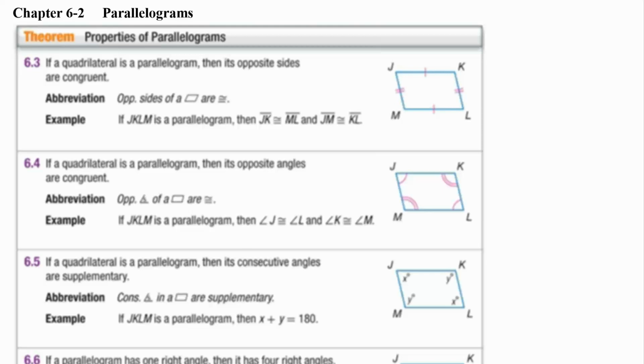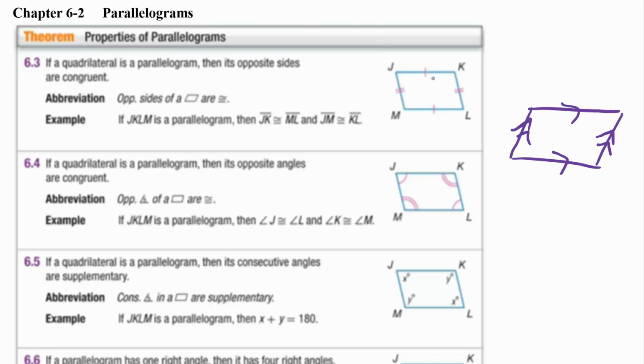Chapter 6.2, Parallelograms. A parallelogram is defined as a four-sided figure where the opposite sides are parallel. You can't say that all four sides are parallel to each other because that just doesn't make sense. Now, if we have a parallelogram, then we know the following things.